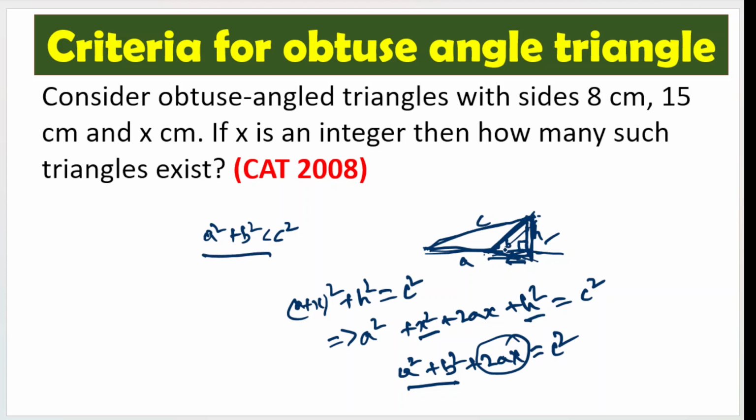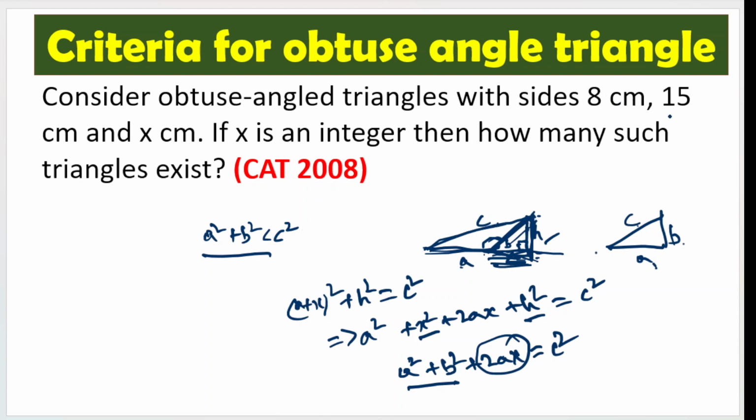And if this is a right angle triangle, this x will become 0. This triangle will become like this, A and B and C. This additional term will become 0. So a square plus b square is equal to c square. So for any obtuse angle triangle, where the angle is obtuse here, a square plus b square is less than c square. Now let's use this property.